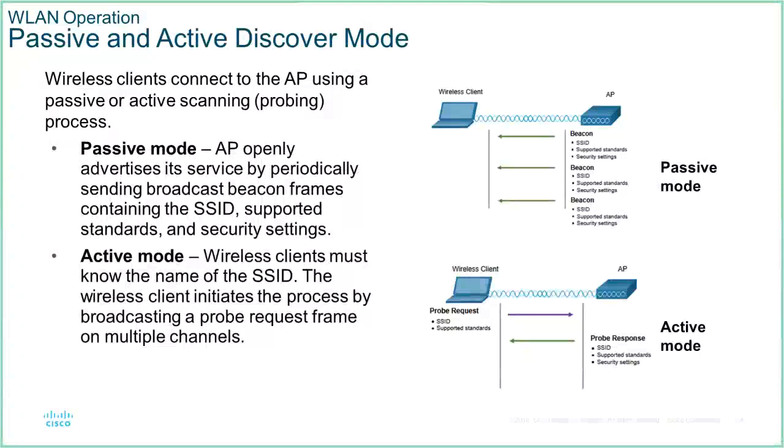Whereas a passive mode is where the access point does all of the initial communications and the wireless client just selects it and joins it.